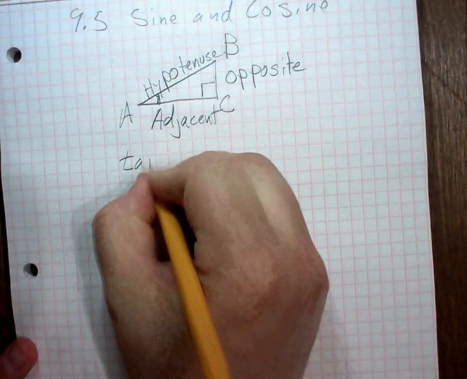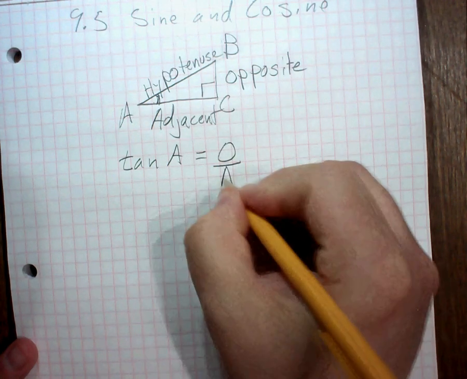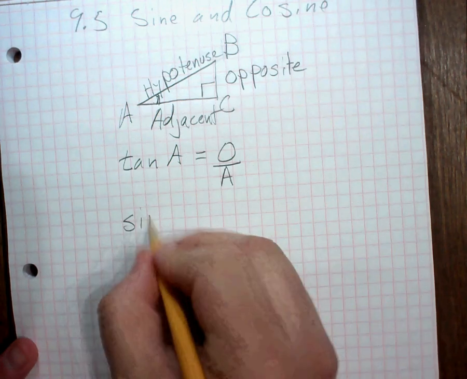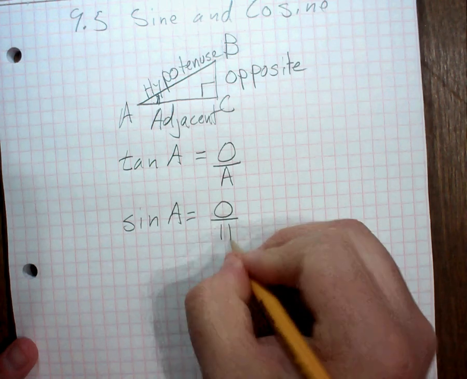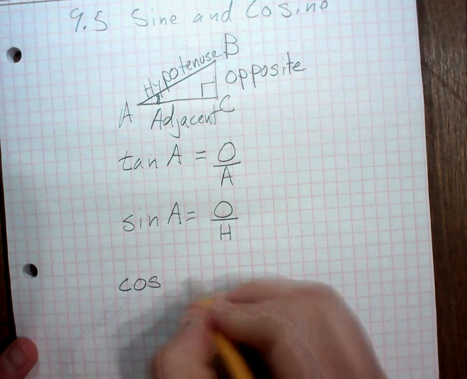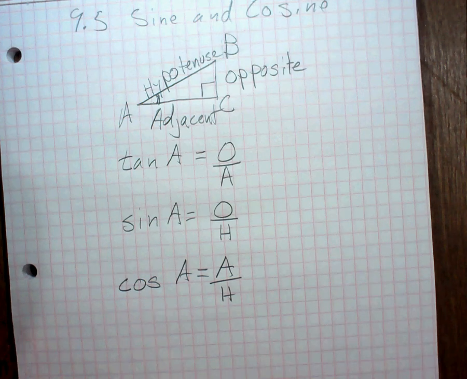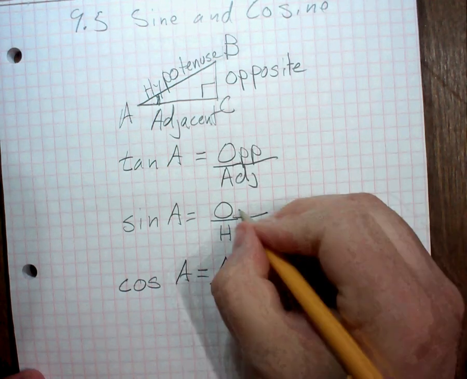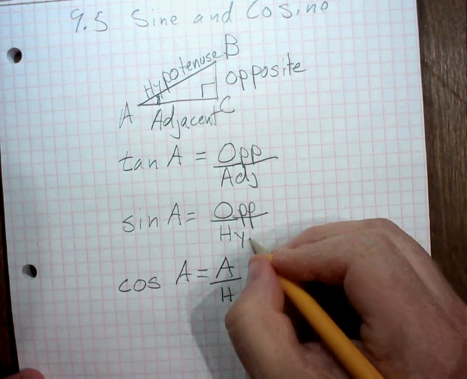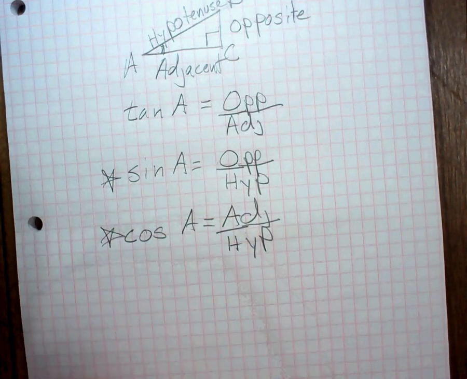Okay, so tangent, as we discovered yesterday: tangent of A is equal to the opposite over the adjacent. Well, today we're going to talk about sine of A, which is going to be the opposite over the hypotenuse, and then cosine of A, which is going to be the adjacent over the hypotenuse. So this will be the opposite over the adjacent, opposite over the hypotenuse, and this would be the adjacent over the hypotenuse. Okay, so we're going to focus on sine and cosine today.